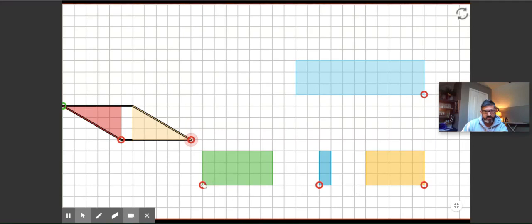Do you think this big green one will fit in there? That's not going to fit, is it? No, the green. How about the blue? Okay, there you go. Good job.